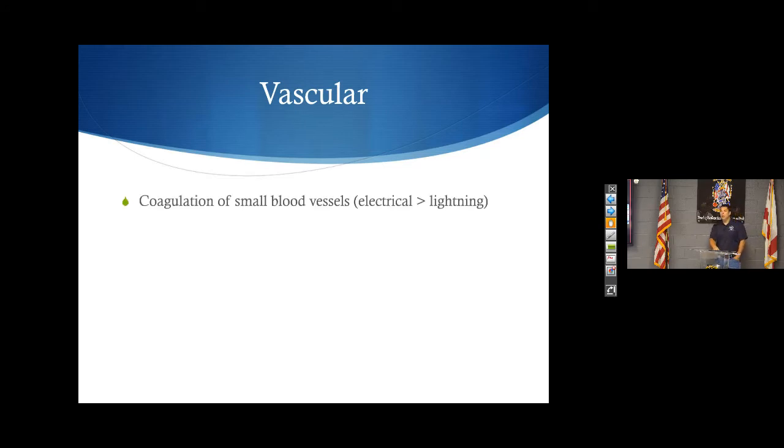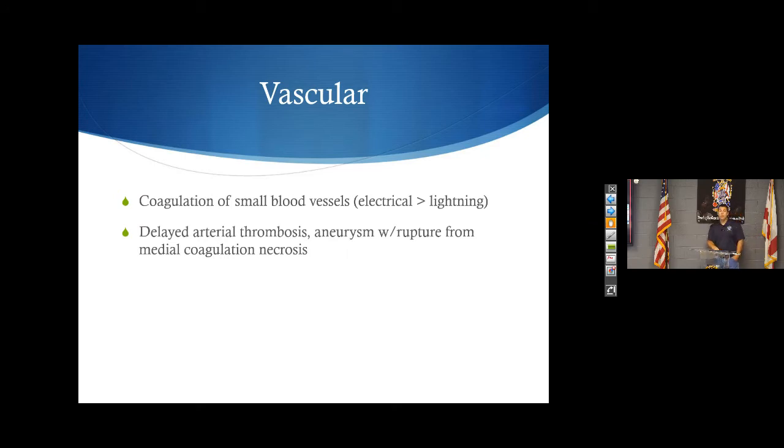Vascular injuries. This kind of goes to your question or comment earlier. You can get coagulation of the small blood vessels. It's typically an injury that occurs more commonly with electrical over lightning, again just due to the time. We talked about contact time, the pressure applied, the resistance of the tissues, and then the voltage. There can be delayed arterial thrombosis and things like aneurysm with rupture. The vasculature can start to necrose and develop a clot along the area of necrosis. And then that clot, just like any other clot, like we talk about with strokes and heart attacks, can thrombose and embolize.